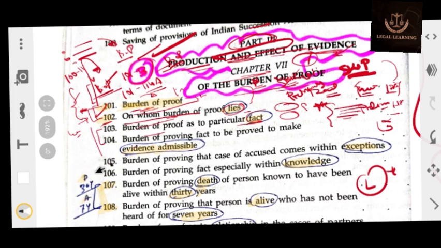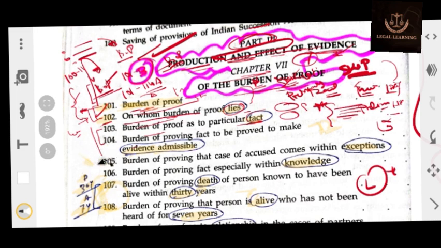D stands for dead, A stands for alive. That 30 years, alive 7 years. Done. But the 7 years they are in 108. You will get confused in the exam about which one it is, whether section 107 deals with that 30 years or 108 deals with that 30 years. You will 100% get confused when you give the exam, because it generally happens.